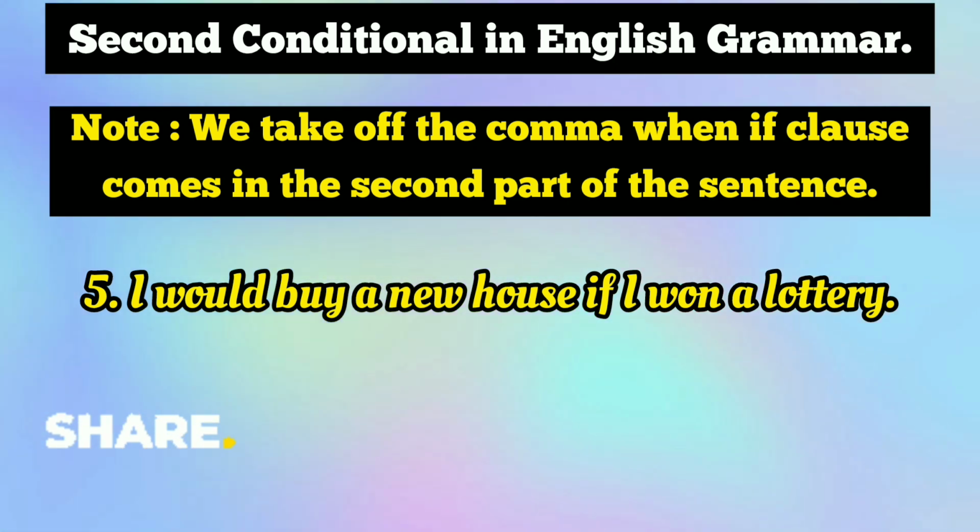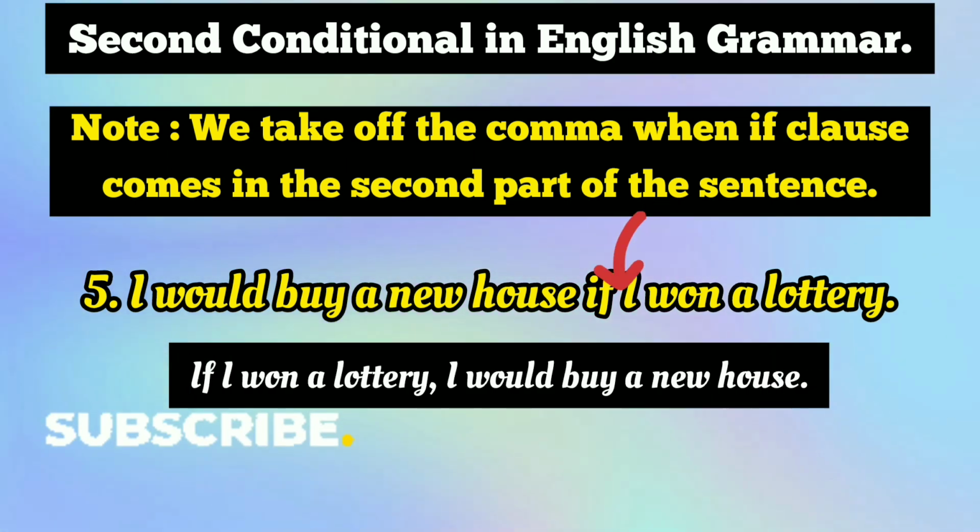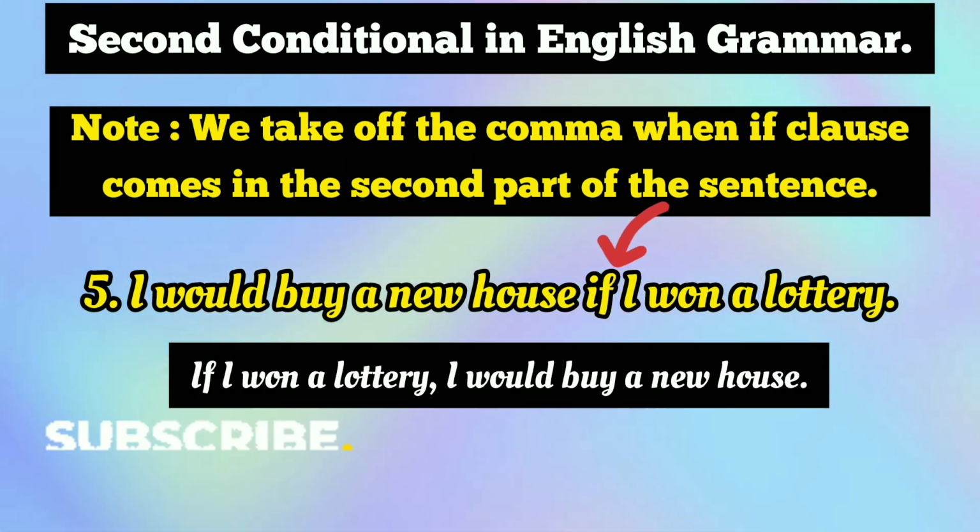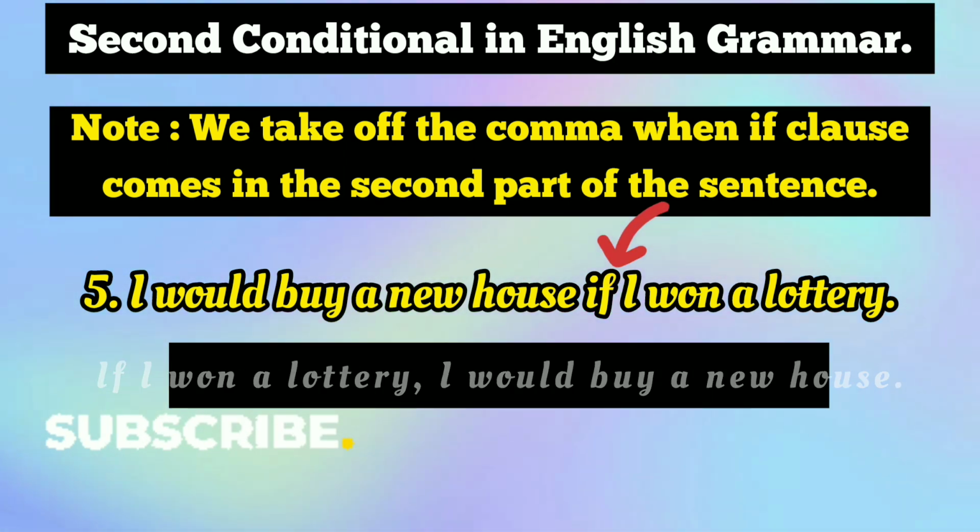So as you see, I would buy a new house if I own a lottery. So here the if clause, if I own a lottery, is coming in the second part of the sentence. I am not starting with the if clause. I am not saying if I own a lottery I would buy a new house. So that's why I am just removing the comma. So that's the general rule of thumb. So we need to just take off the comma when the if clause is coming in the second part of the sentence.